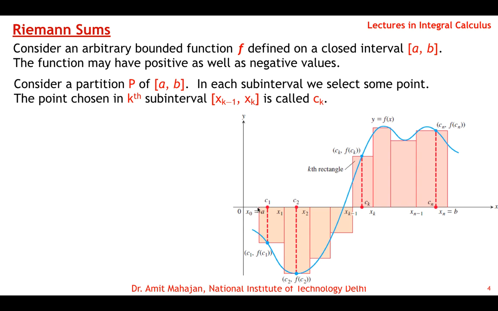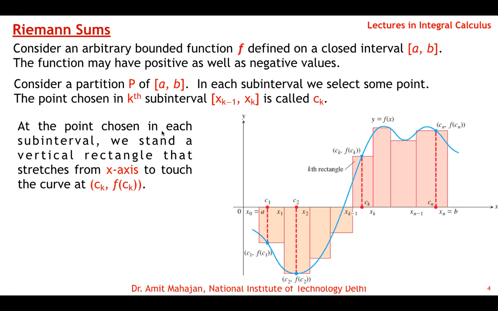So once we do the partition of this [a, b], there will be subintervals: x0 to x1 will be the first subinterval, x1 to x2 will be the second subinterval, and so on. We'll have n subintervals. Now in each of the subintervals we choose one point. Say in the subinterval x(k-1) to xk, we choose a point ck anywhere in this interval, okay. So in the first subinterval x0 to x1 we choose a point c1, in the second subinterval x1 to x2 we choose a point c2, and so on. In the last subinterval x(n-1) to xn we choose a point cn, okay.